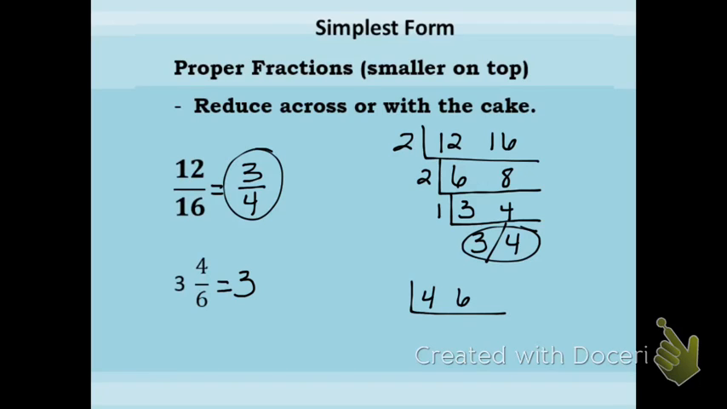Okay. So 4 and 6 common factor? 2. That's 2 and 3. Common factors for 2 and 3? 1, so that's still 2 and 3. So our reduced fraction is 3 and 2/3. 3 and 2/3. Very good.